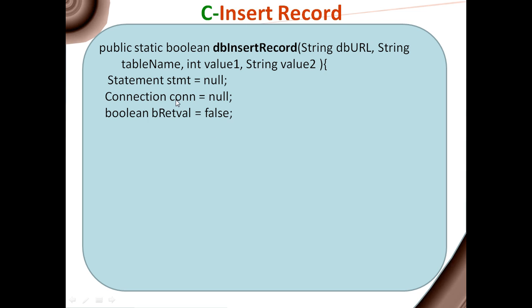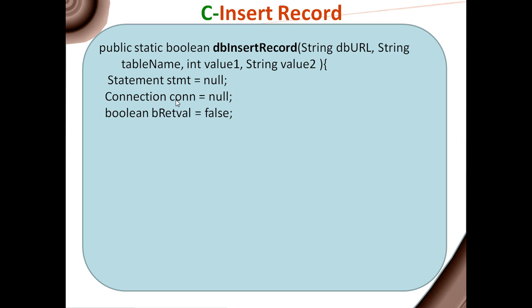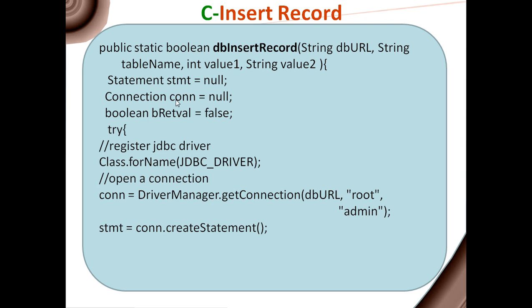On similar lines to the way we did last time, we will create the statement reference, and similarly the connection, which we will use later. Now the first step is to register the JDBC driver, doing class.forName and then the JDBC driver. Once the loading of the driver is done, we will get the connection object. Now we know this is a standard step.